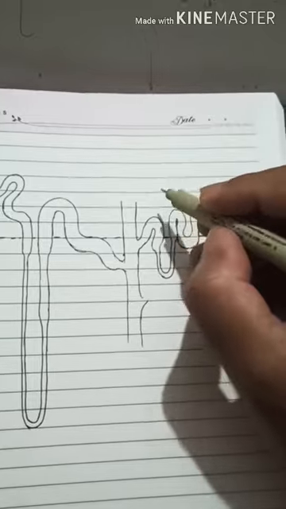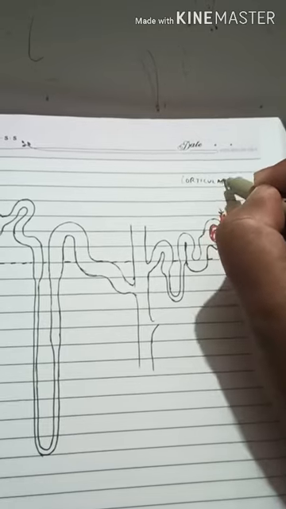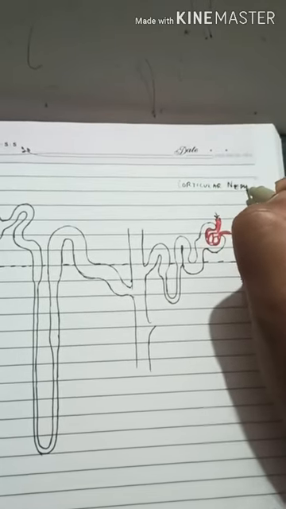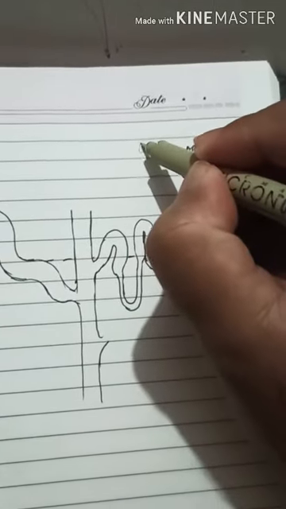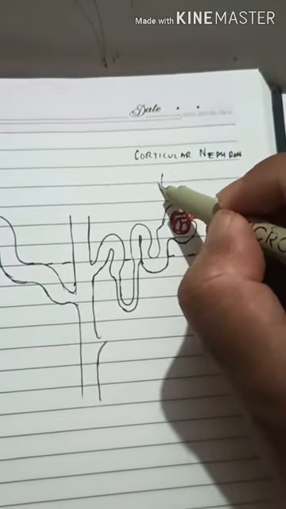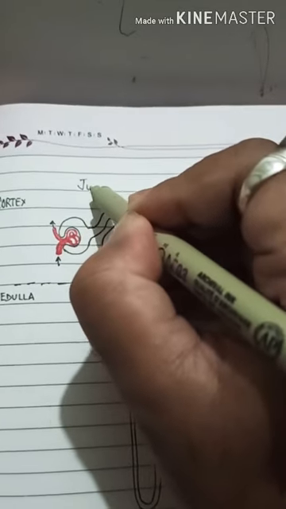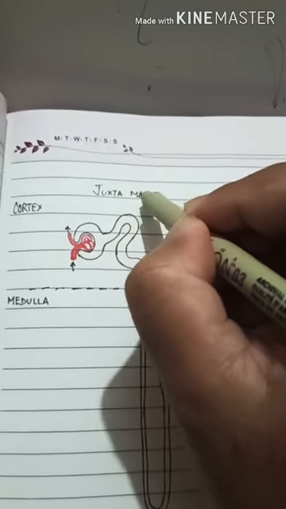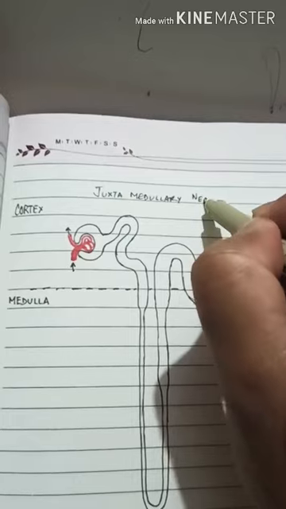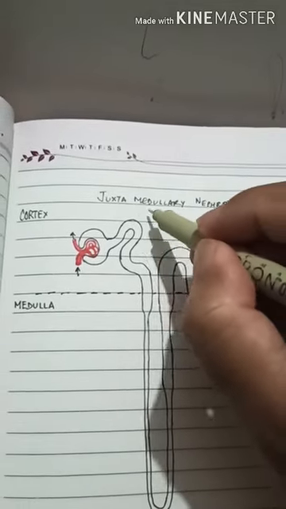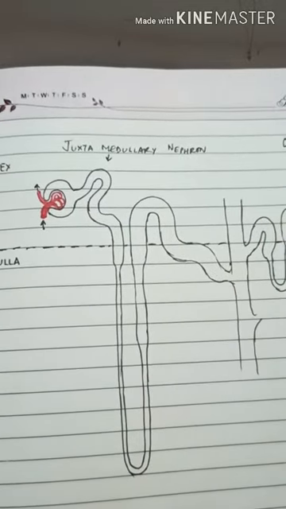This type of nephron is what is known as the cortical nephron, and I guess you can see the name there. And this type of nephron is known as the juxtamedullary nephron, or sometimes it is also called the corticomedullary nephron. Both names are used.